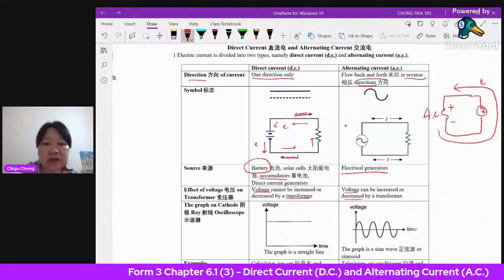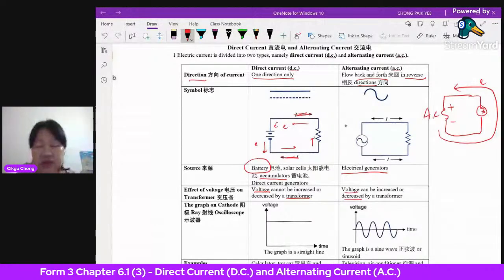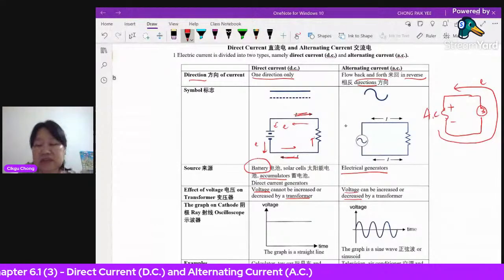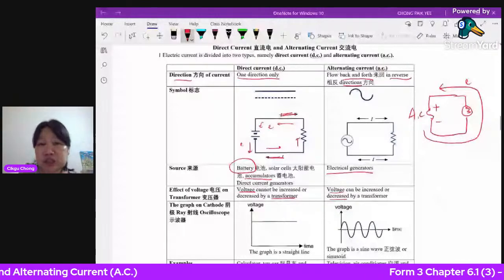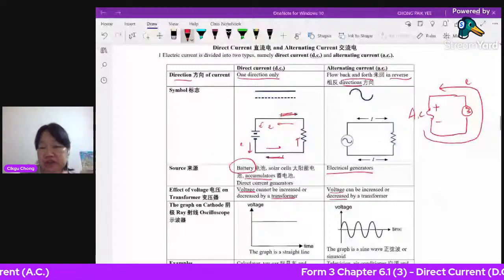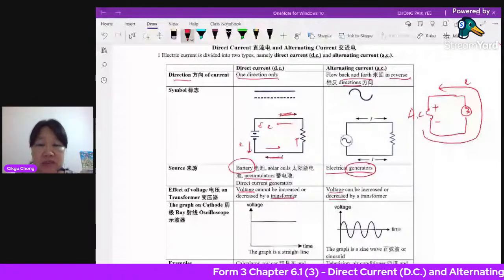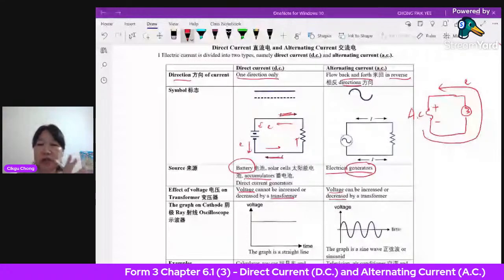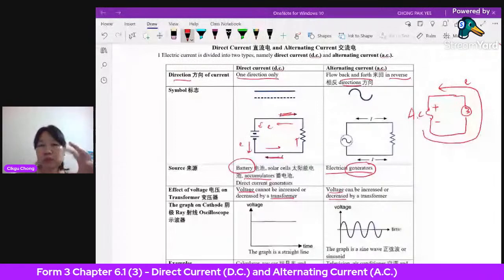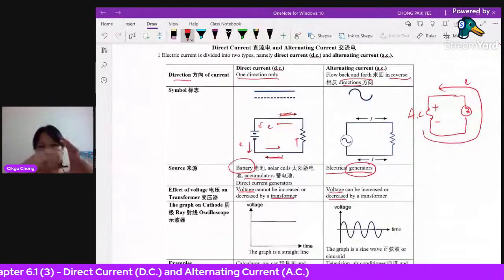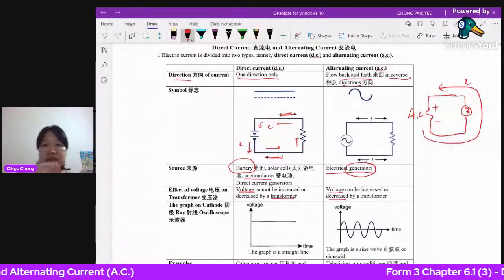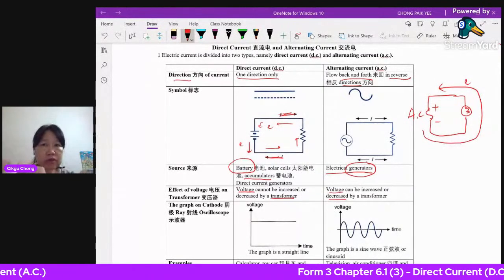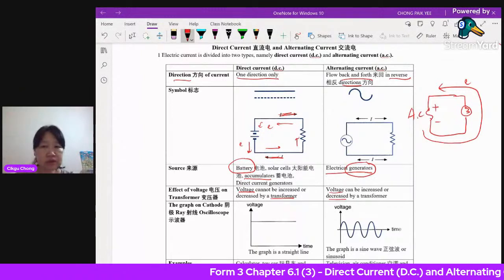Now AC is produced in a generator. Remember we learned in the previous lesson about the power station. All power stations have a generator except for the solar power station. Inside the generator, remember the wire coil spins and cuts the magnetic field lines. So that will induce the current. Now that current is not in a fixed direction. At one moment it's positive, then negative, then it changes direction.